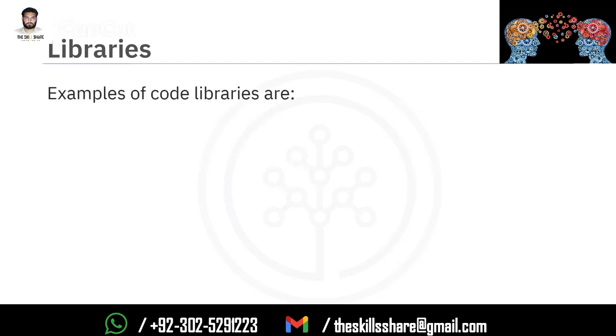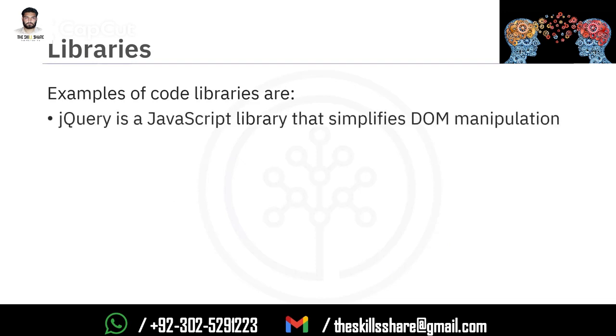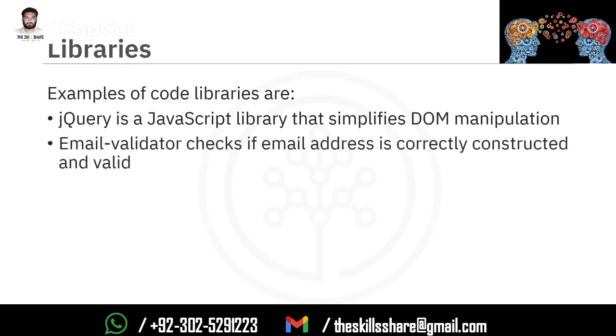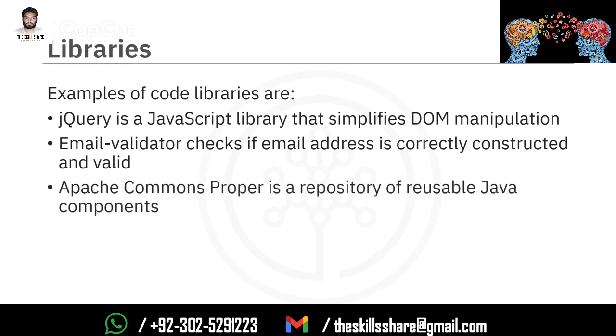Here are some examples of code libraries. jQuery is a JavaScript library that simplifies DOM manipulation. Email Validator is a small library that checks an email address is correctly constructed and valid. Apache Commons Proper is a repository of reusable Java components.